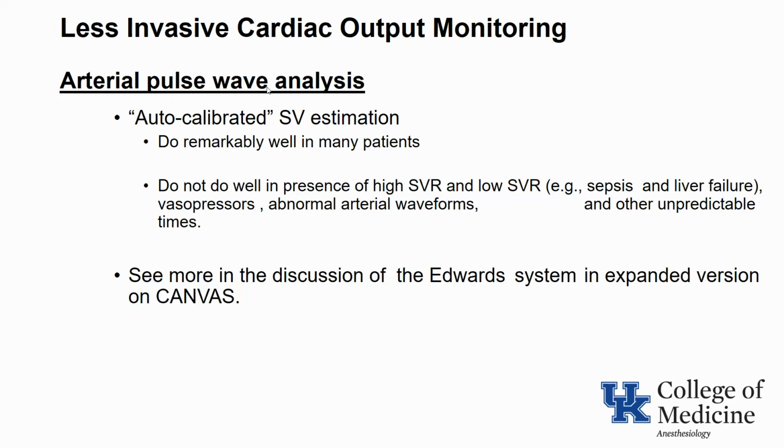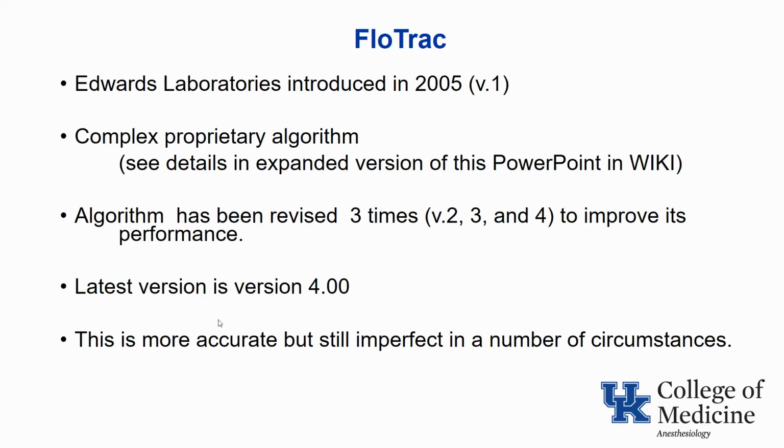These automated systems do a fairly good job of estimating cardiac output, but a more detailed description of this is provided in the expanded version on Canvas. The one we use in our department is the FlowTrack system. It now carries the trade name of ClearSight.